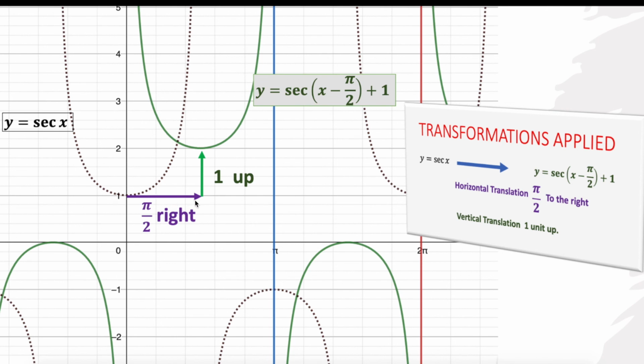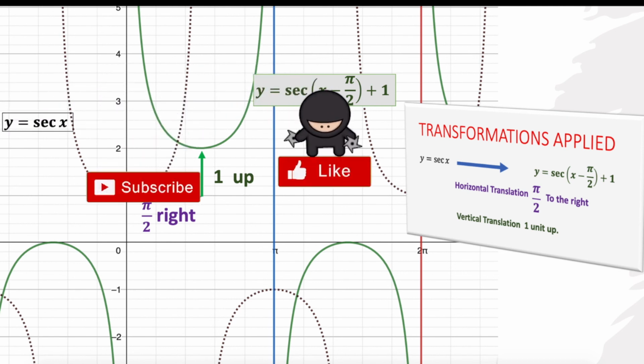When you do this translation, you get your green graph for the new function, secant of x minus pi over 2, plus 1. That's it.